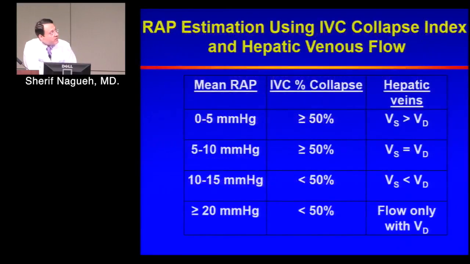If there is an IVC collapse that is 50% or more, and you see predominant forward flow in systole in the hepatic veins, RAP is 0 to 5. If you see IVC collapse of at least 50%, but systolic equal to diastolic, you may err on the side of 5 to 10. If you see collapse less than 50% and diastolic exceeding systolic, we're looking at an RAP of 10 to 15. Collapse less than 50% with forward flow only in diastole, 20 or above.